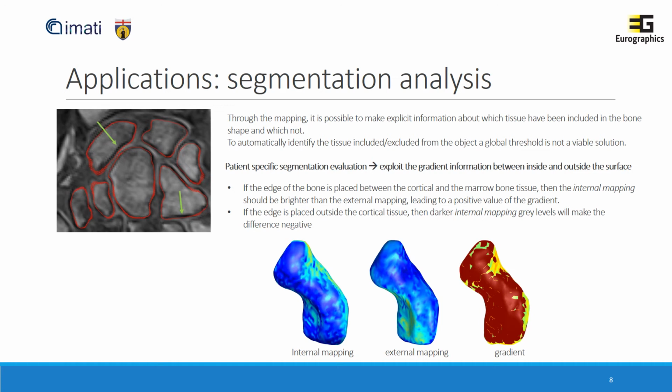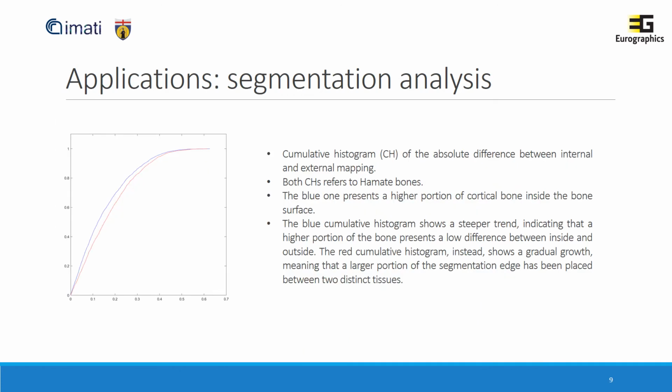Here, the red region of the 3D scaphoid bone represents the location where the cortical bone was included in the bone shape, which corresponds to the areas where the internal mapping is darker than the external one. Comparing the segmentation of two bones, it is possible to evaluate which one has a higher portion of cortical tissue included in the bone object.